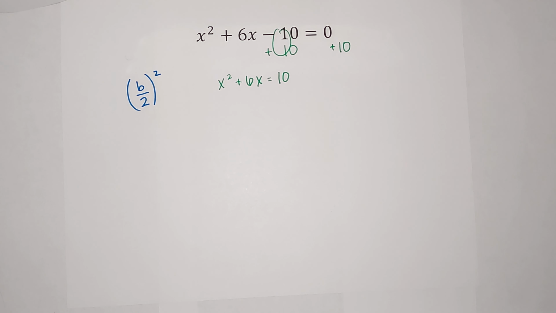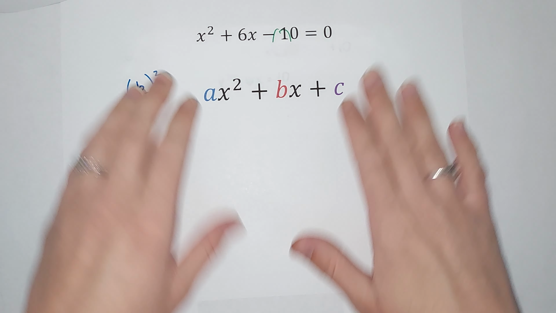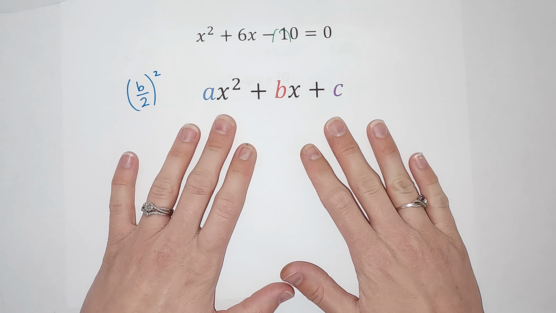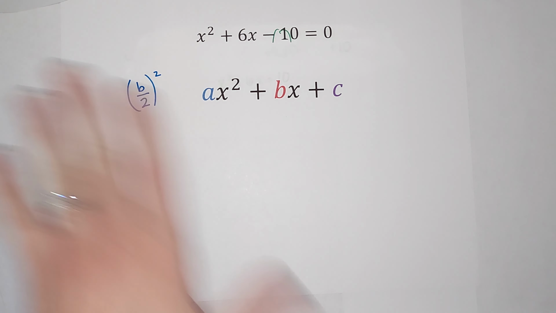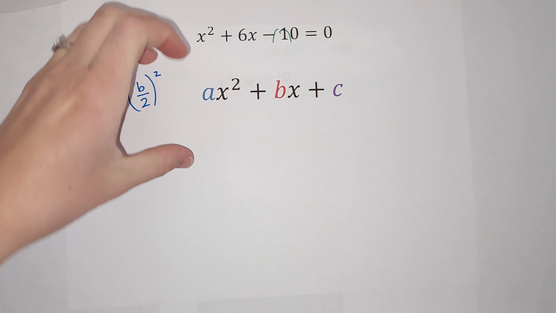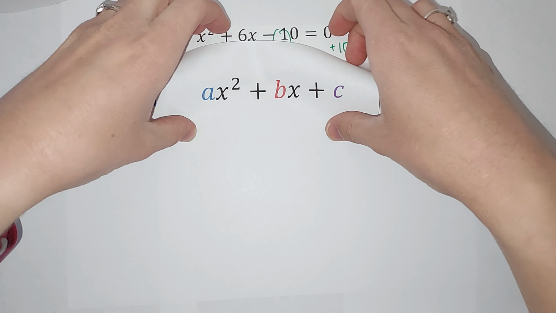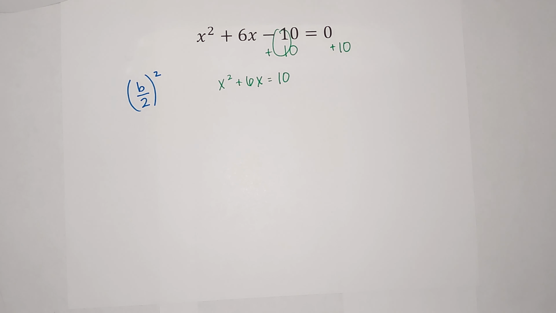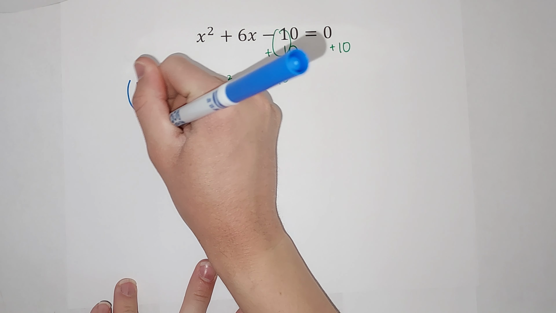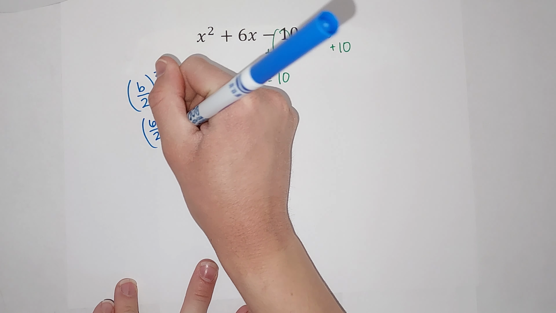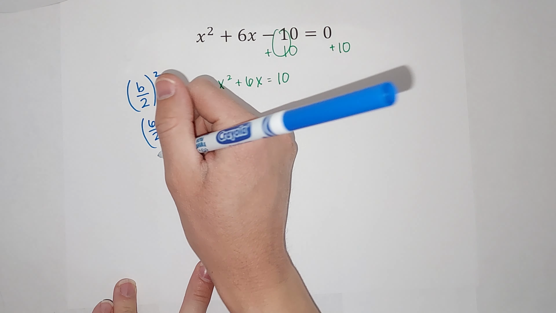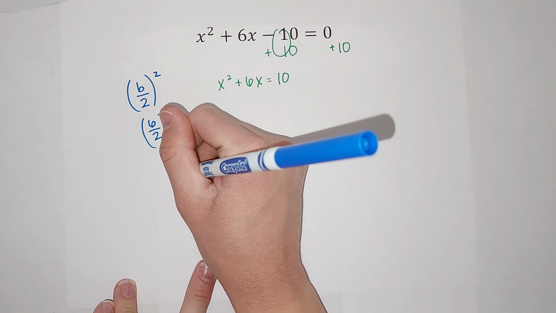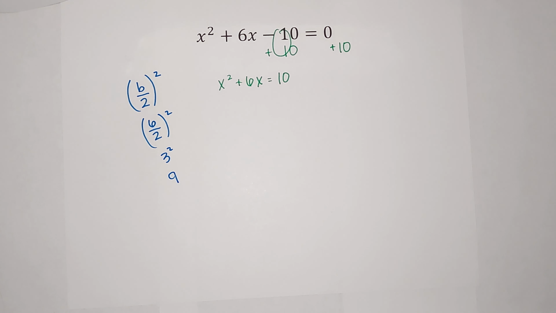Now, if you're like, what is she talking about? There are no b's on this paper. This is where I'm getting the b from, okay? The number in front of my x, when our quadratic equation is in standard form, is considered my b, okay? So in this one, it is 6. So I'm going to take 6, divide it by 2, and square it, okay? 6 divided by 2 gives me 3. 3 squared gives me 9. So my magic number is 9.